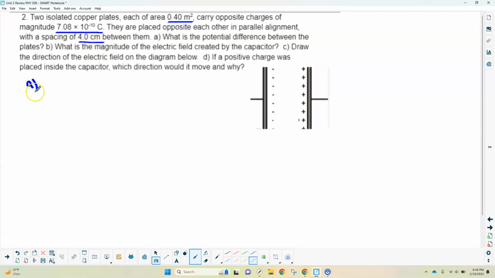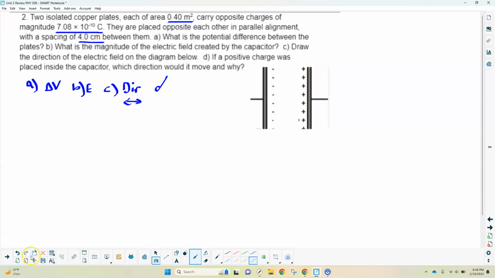First, we want to find the potential difference between the plates, so delta V. For part B, we want the magnitude of the electric field, so we're looking for E. Part C is just drawing a picture of the direction of the electric field, so it's going left, right, up, or down. That's the question for C.